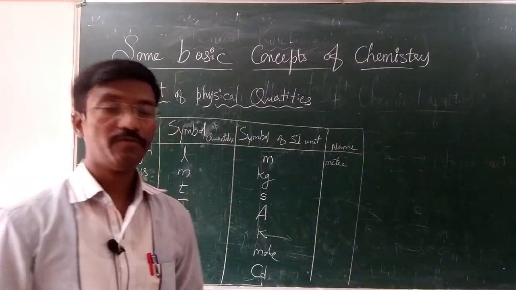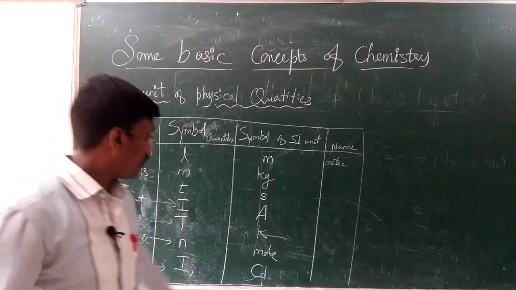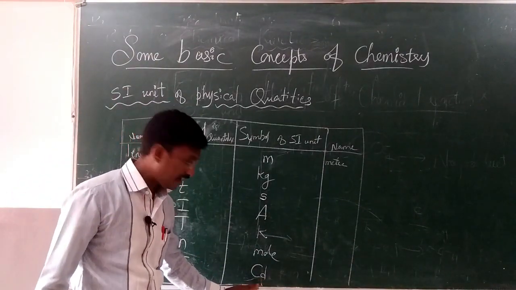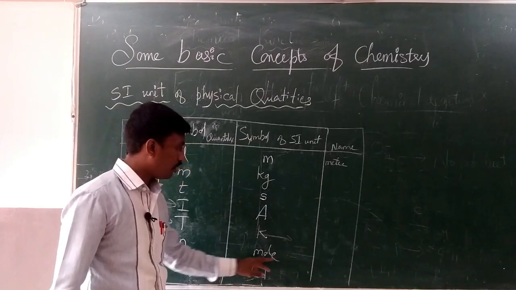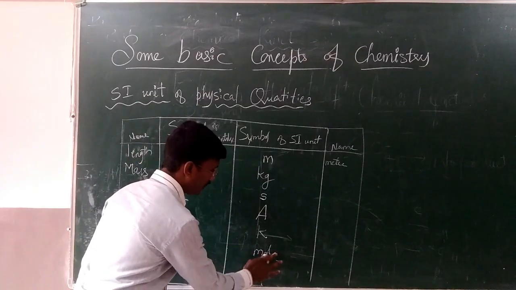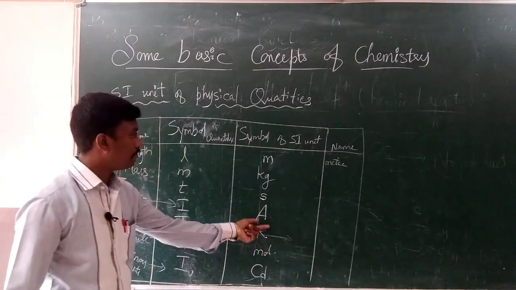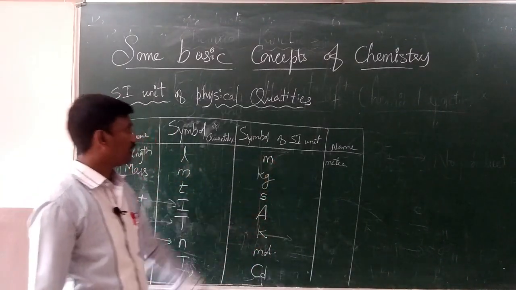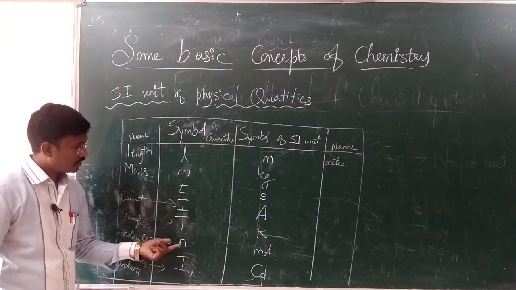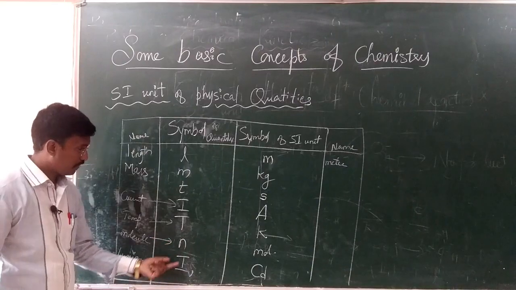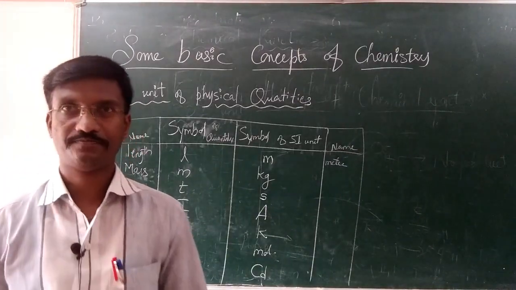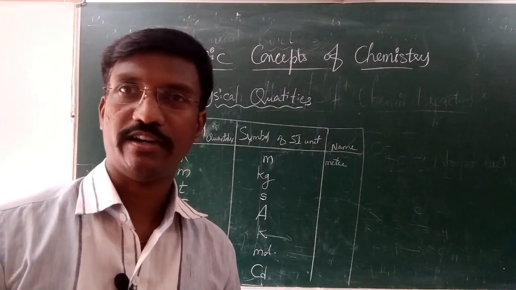It's the SI unit of luminous intensity, and we say that candela is symbolically written as cd. The mole we write as mol. So the units are Kelvin, ampere, second, kilogram, meter: length, mass, time, current, temperature, moles, number of molecules, luminous intensity. This is about the physical quantities.